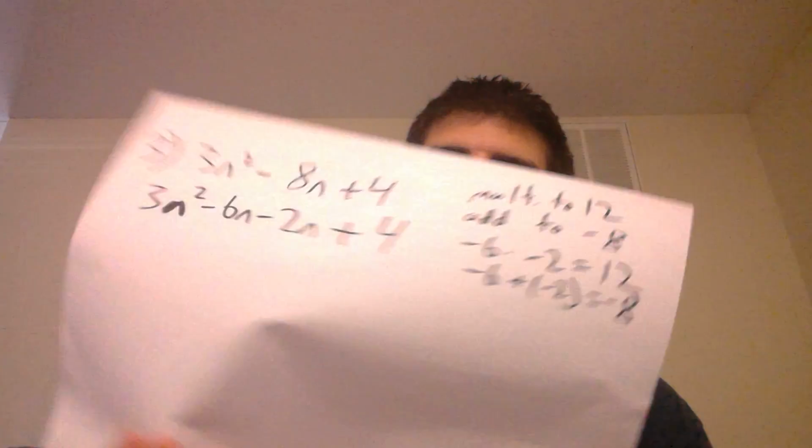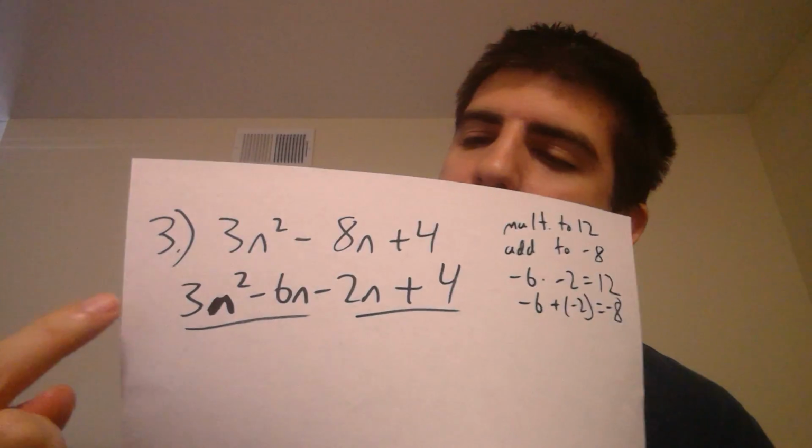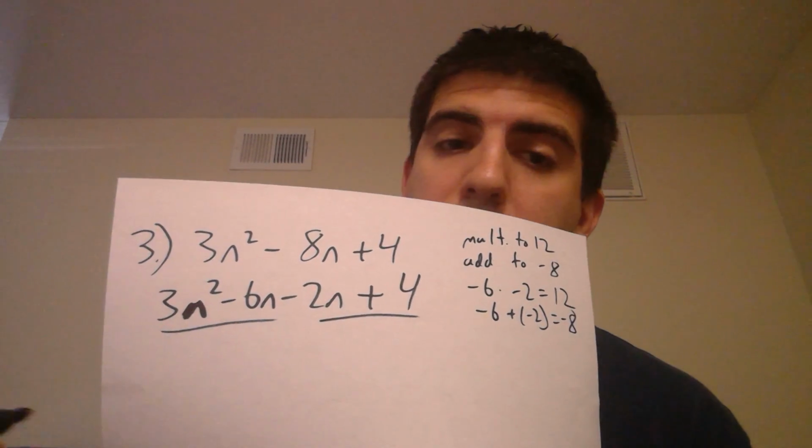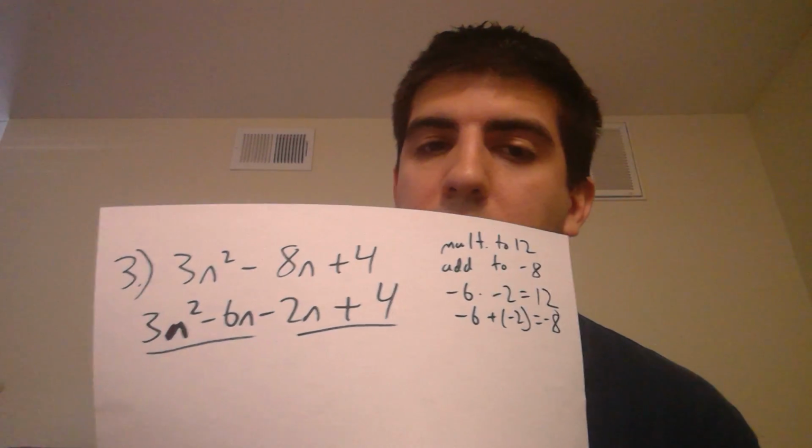There should be an n. I don't know why I wrote n there. No, it's just a bolded n. We're trying to find the GCF of the first 2 terms. The biggest number that can go into both 3 and 6 would be 3. The largest variable that can go into n squared and n would just be n. So 3n is our GCF.